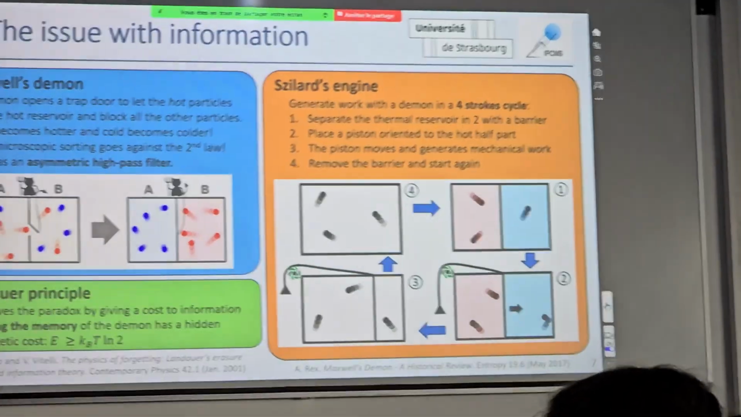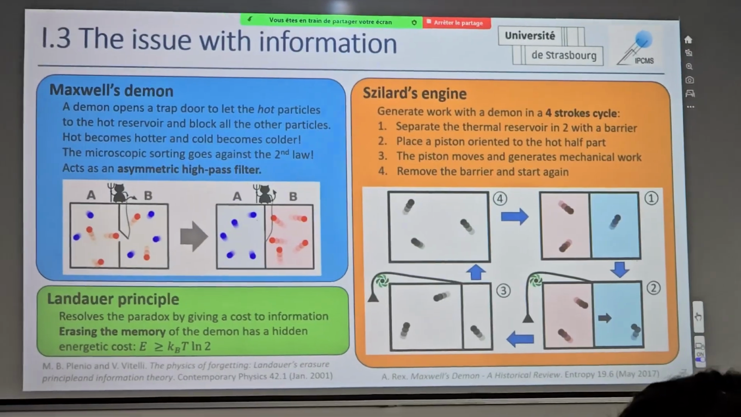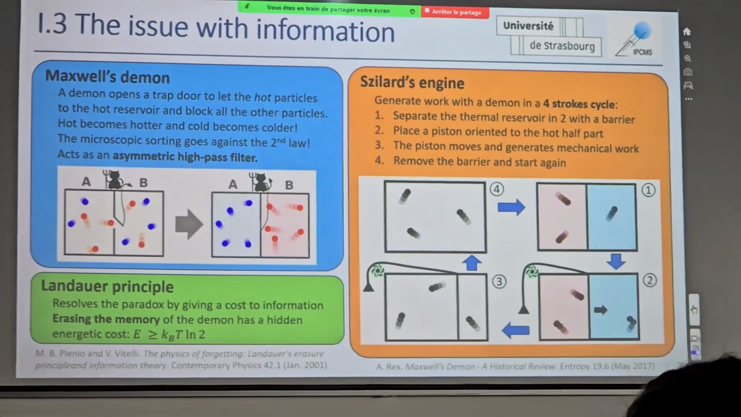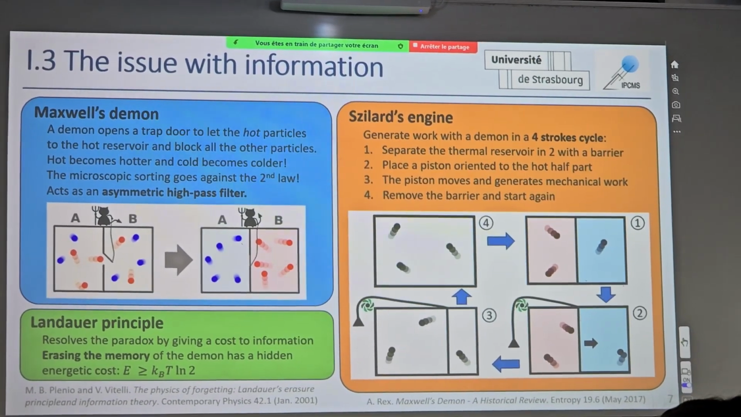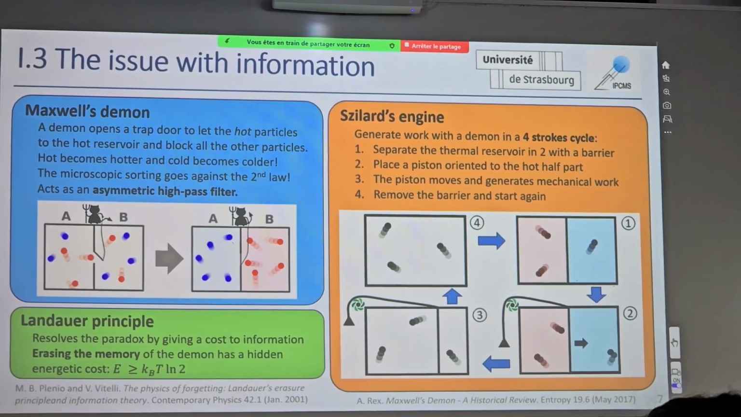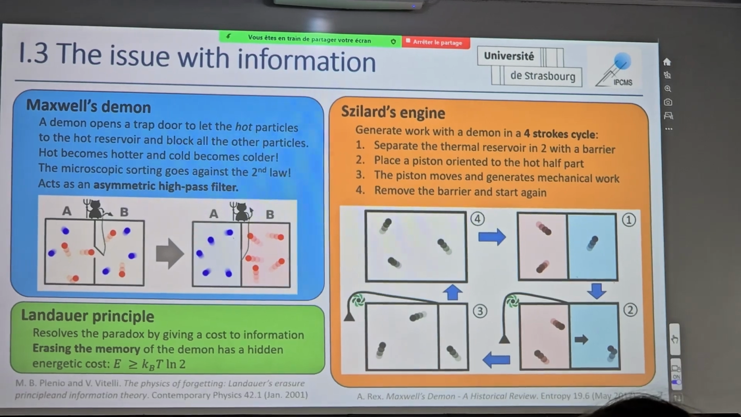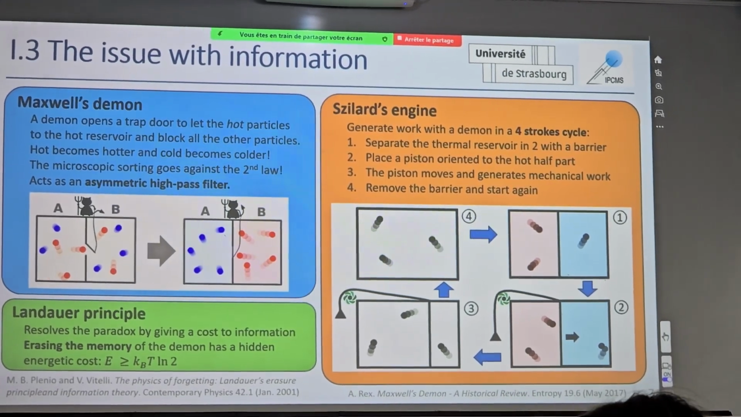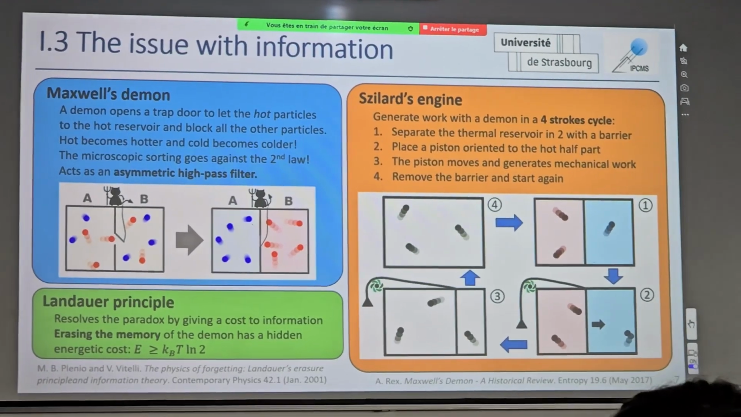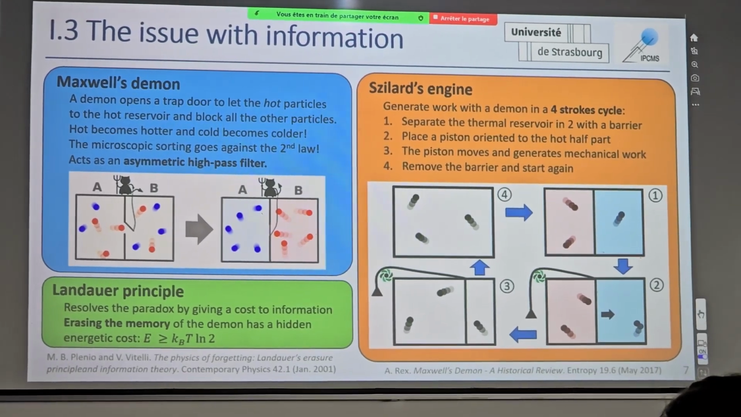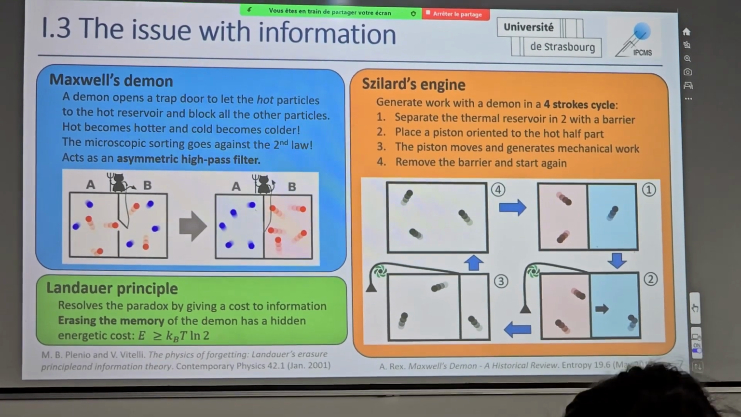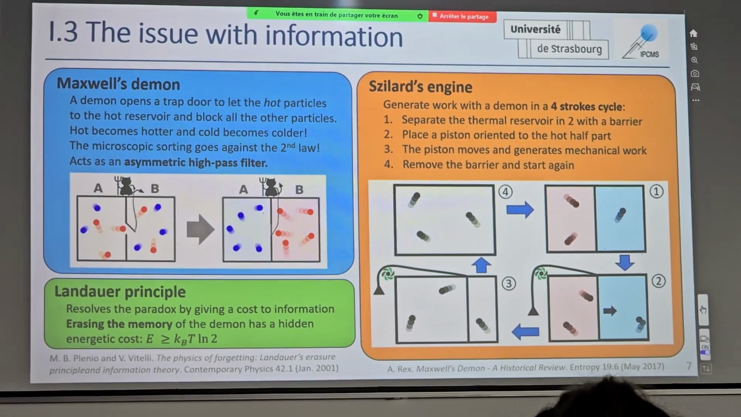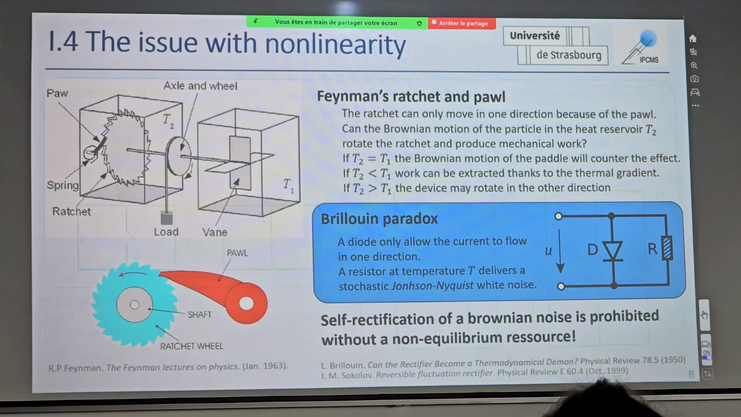And so these paradoxical experiments then found a resolution with Landauer, who solved them by giving a cost to information, and this cost is linked to the erasure of the memory of the daemon, and this erasure is limited from below by some quantity that is linked to the thermal bath that is used to erase this memory.